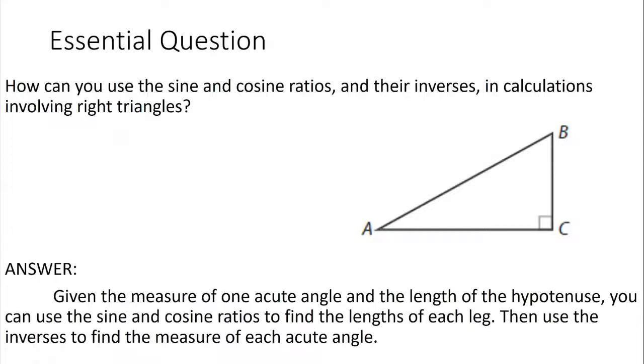Our short answer is basically, given the measure of one acute angle, which is known as a reference angle, so let's say angle A would be a reference angle, and the length of the hypotenuse, so we're definitely using the hypotenuse here, you can use the sine and cosine ratios to find the lengths of each leg. We're using one of these legs, could be this one, could be that one, but we're definitely using the hypotenuse for both of them. And then we use the inverses to find the angle measures, if we need to.